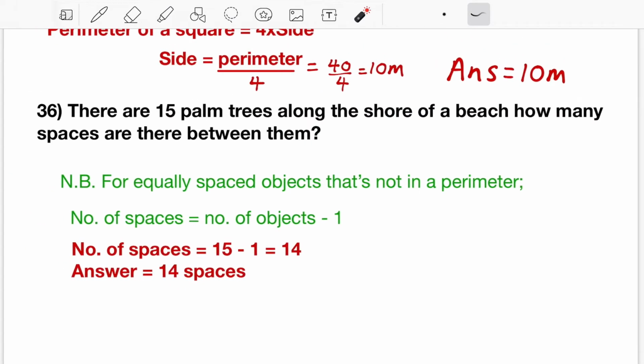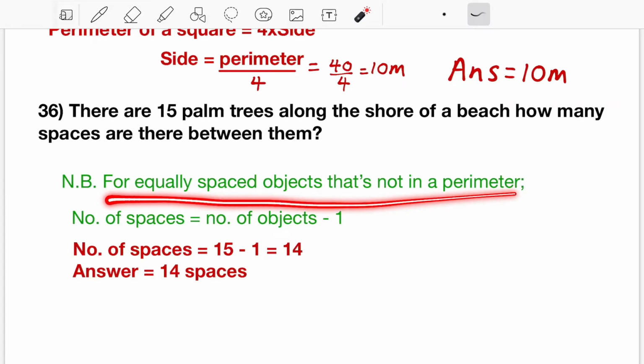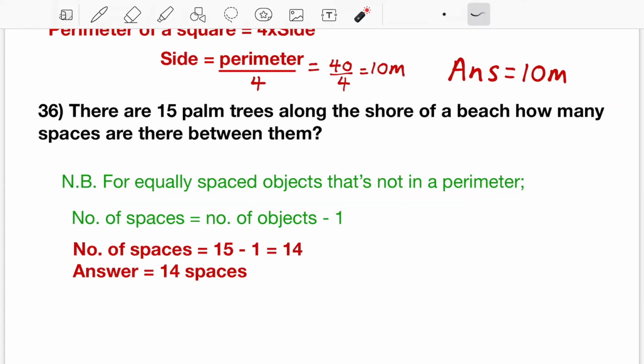Number 36. There are 15 palm trees along the shore of a beach. How many spaces are there between them? So for equally spaced objects, that's not in a perimeter. So this one is different. It's going along a line or the shore. Then the number of spaces is equal to the number of objects minus 1. So that will be 15, take away 1 is 14. So that's 14 spaces between the trees.